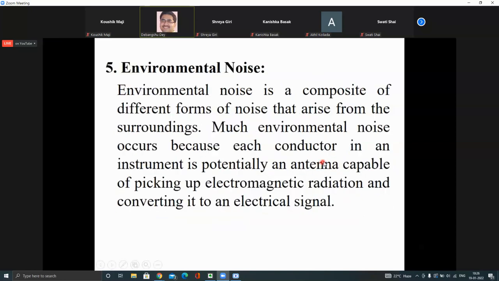And also environmental noise can be anything. That can be, say, your ambient interference, etc. So we are not going to discuss environmental noise. Otherwise, if you have any question related to that, you can ask.